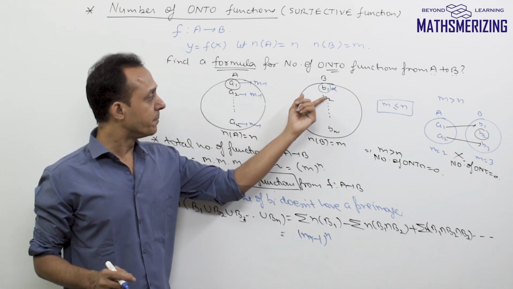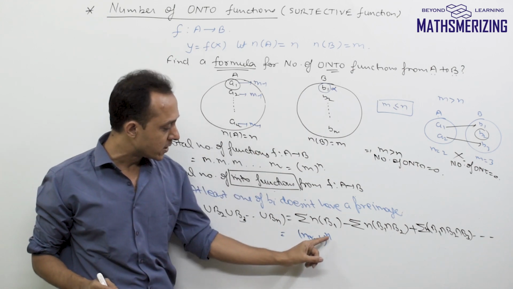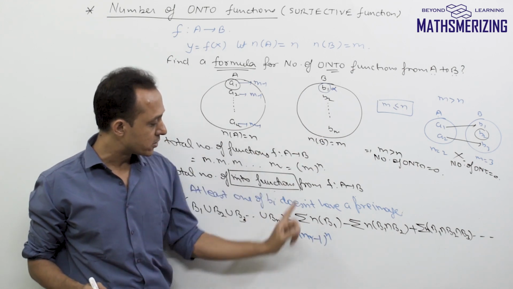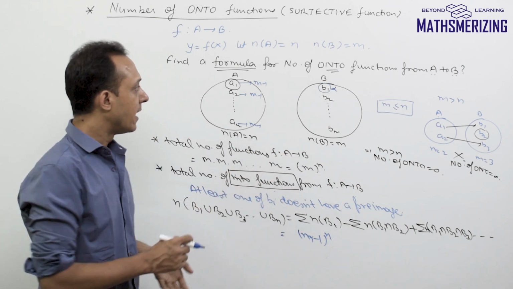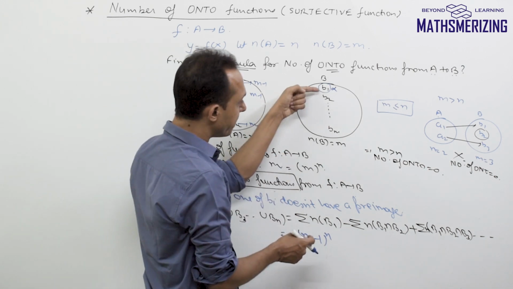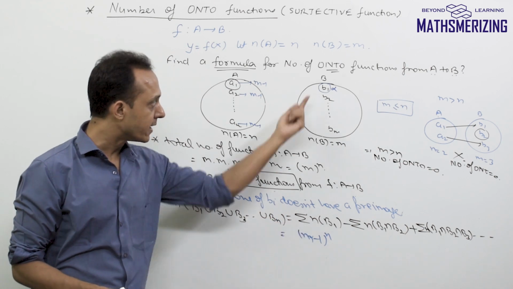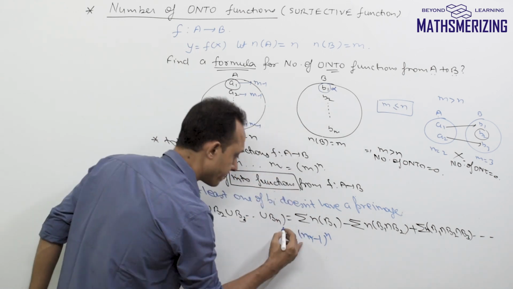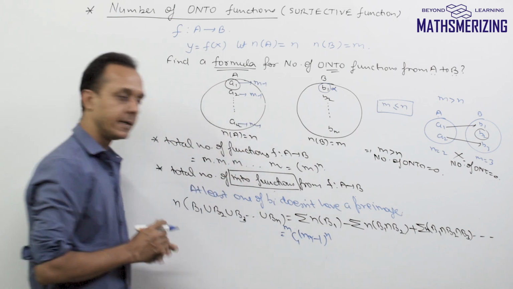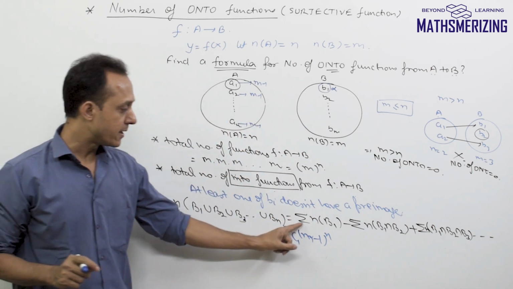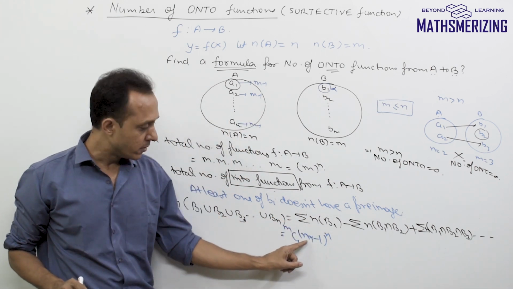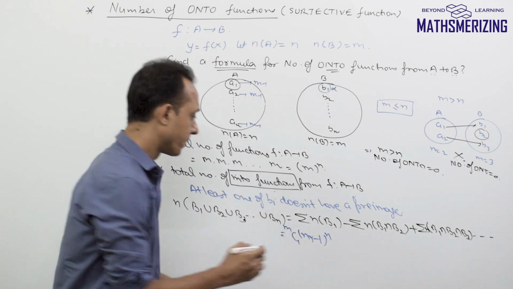Now same is the case with B2. For B2 also, I'll get m minus 1 to the power n. For Bm also m minus 1 to the power n. So I'll have the same condition for each of B1, B2 and Bm. So in order to find this summation, in how many ways can I select a single element? It can be done in mC1 ways. So this summation n(B1) is mC1 into m minus 1 to the power n.